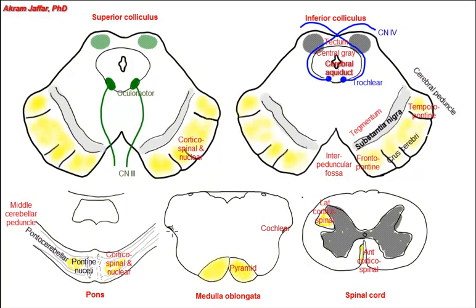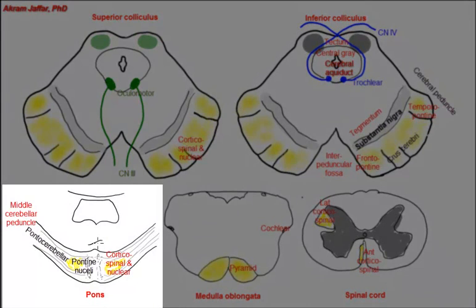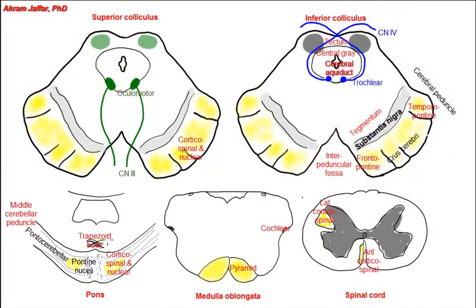And then the second order neurons from these cochlear nuclei cross the midline and form the trapezoid body. Then the fibers ascend in the lateral lemniscus. This is the lateral lemniscus at the region of the pons. Actually, it is the medial lemniscus here, and the lateral part of the medial lemniscus contains fibers of the lateral lemniscus.